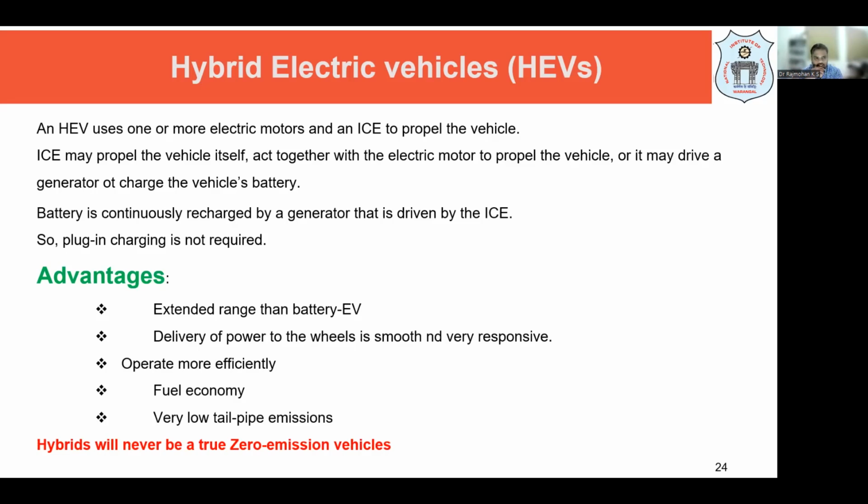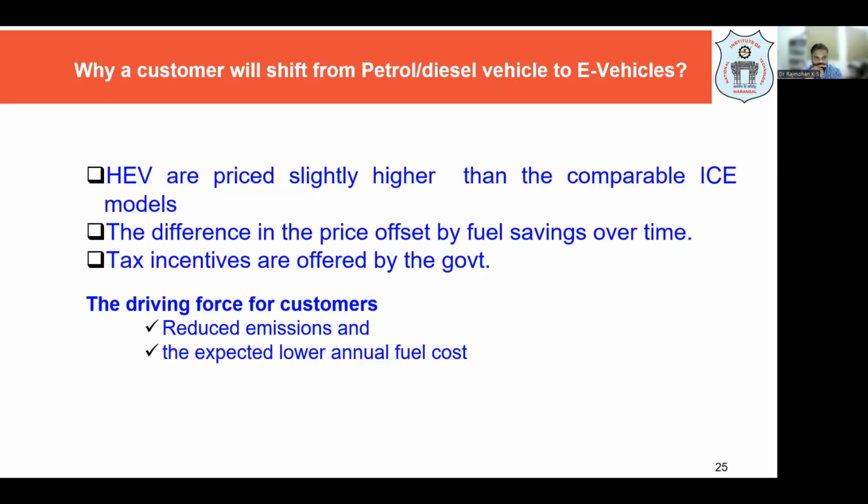And in these hybrid vehicles, we know that the battery is continuously being recharged by a generator, which is driven by the IC engine. So plug-in charging is not required. That is the difference between a pure battery vehicle and a hybrid vehicle. When you are running on diesel or petrol, it gets charged.